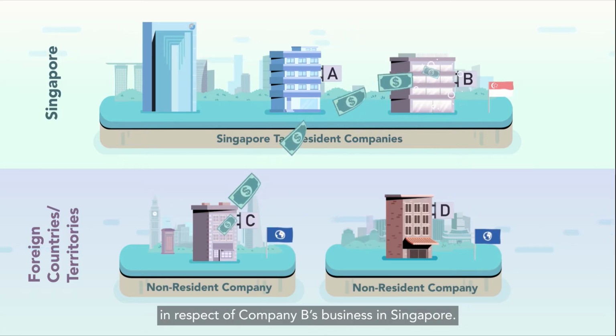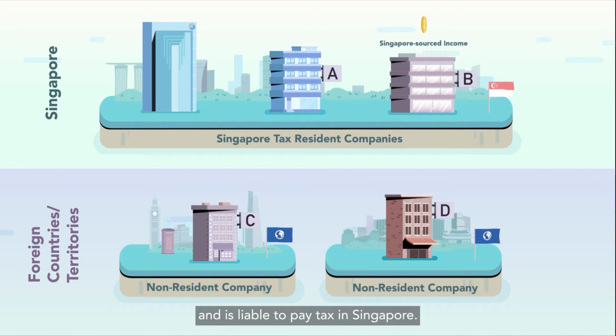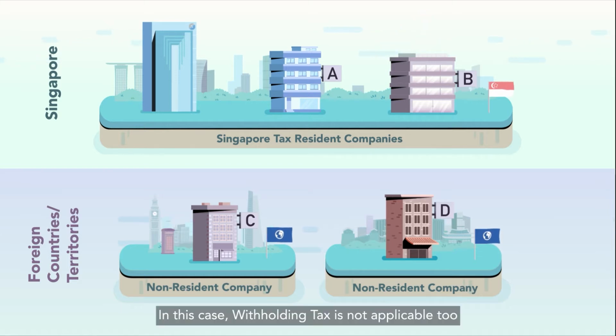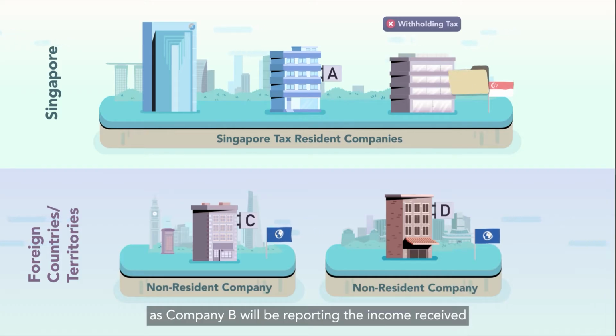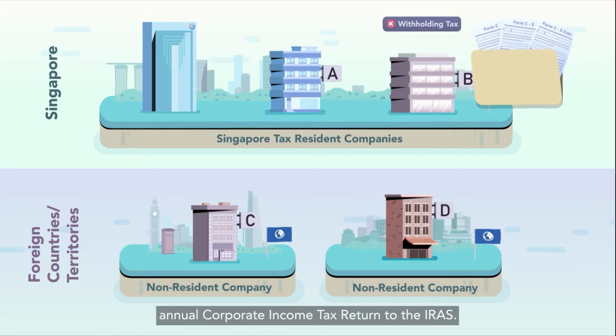Now, non-resident Company C makes a payment to Singapore tax resident Company B in respect of Company B's business in Singapore. Company B is deriving Singapore-sourced income and is liable to pay tax in Singapore. In this case, withholding tax is not applicable too, as Company B will be reporting the income received from non-resident Company C in its annual corporate income tax return to the IRAS.